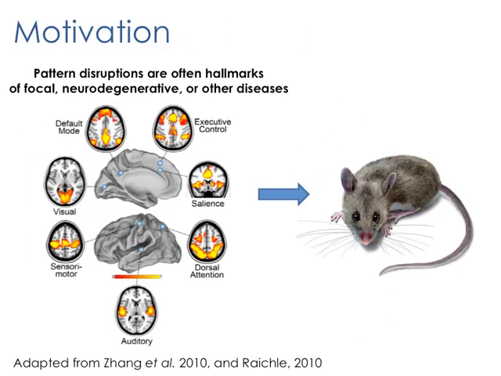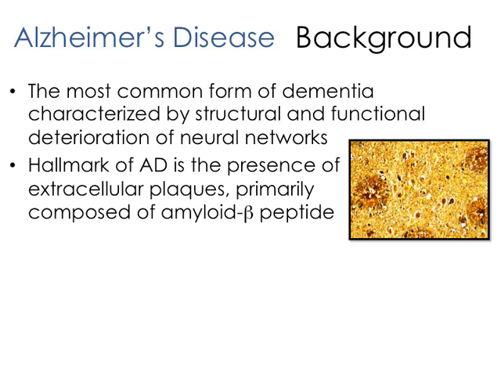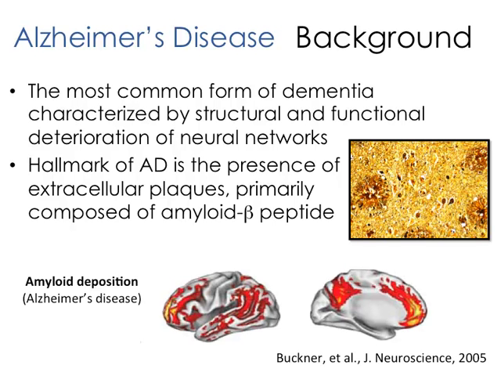And so the first application of this technology was done in late 2012 with Dave Holtzman's group, who's a predominant Alzheimer's researcher. I assume some people have heard of Alzheimer's disease, but maybe don't know the specifics of it. It's the most common form of dementia, and it's characterized by these structural and functional hallmarks in neural networks. One of the things that's predominantly found in AD patients are these plaques. If you look at the plaque patterns of this amyloid deposition, it looks rather random. It looks like it's just spread out all over the brain.